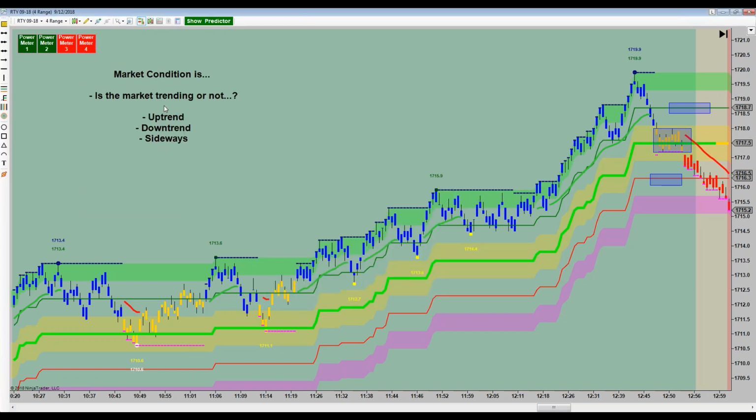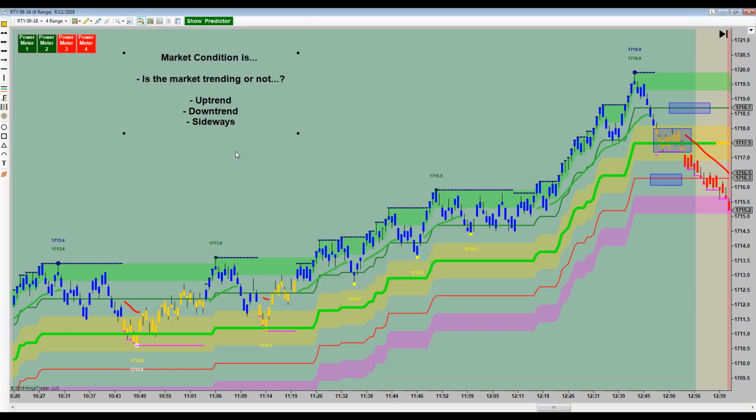Now, if we were to look at the Russell here, on this chart right now, of the 3 choices, if you were to type in a letter to define this market from here to over here, would you type in a U for uptrend, D for downtrend, or S for sideways? The Russell on this chart right now that you're looking at. U for up, D for down, S for sideways.